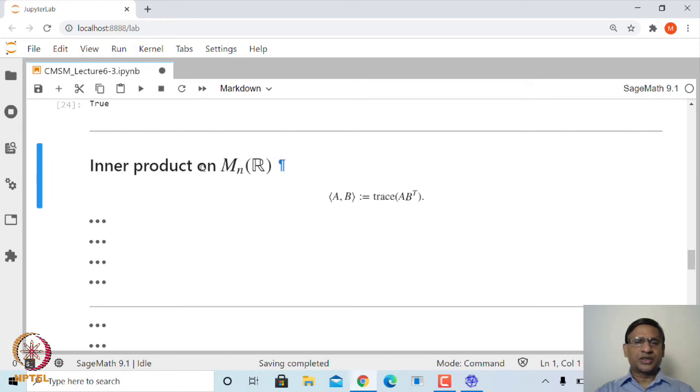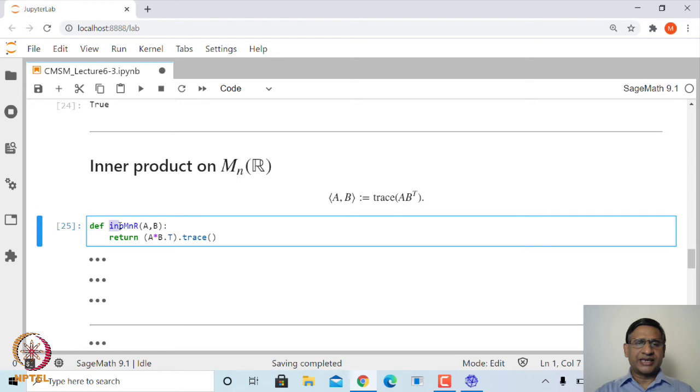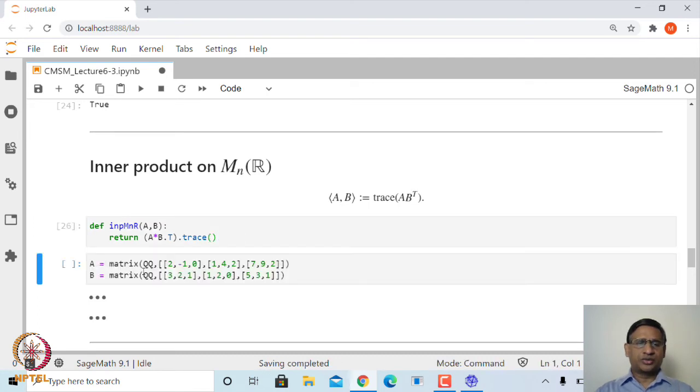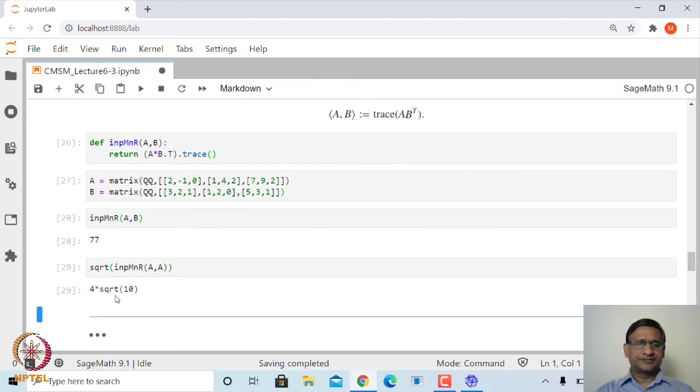Next, let us look at MnR, set of all n cross n matrices over R, and on this we can define inner product of two matrices A and B as trace of A into B transpose, right. So, let us define this. Here I am calling it INP MNR of A and B, it should return A into B transpose and then take trace of this. For example, if I take two matrices, A equal to this 3 by 3 matrix, B equal to this 3 by 3 matrix, we can find inner product of A and B, this is 77. You can also find length of this matrix with respect to this norm, right.